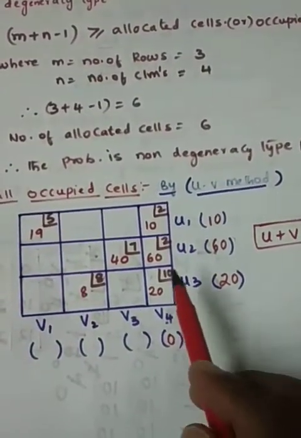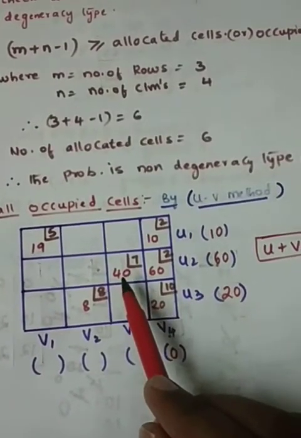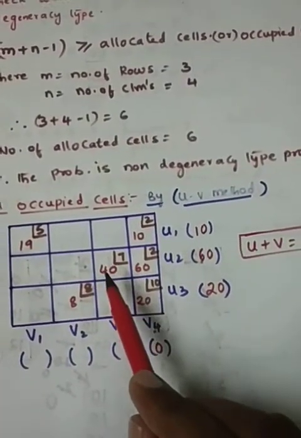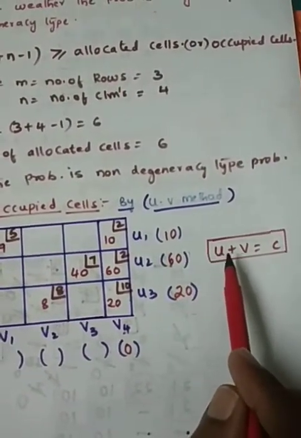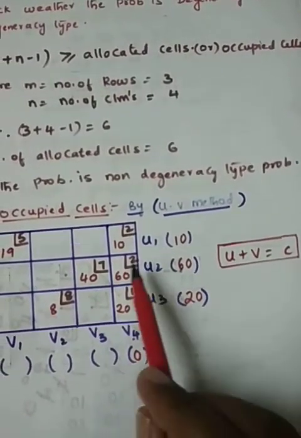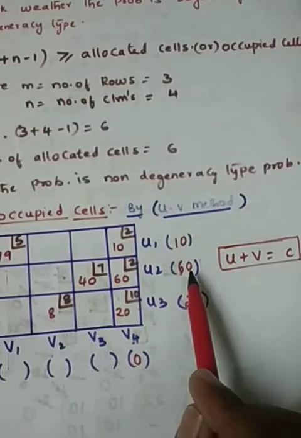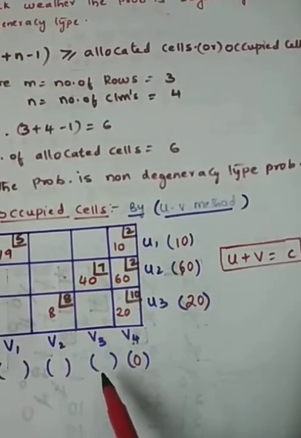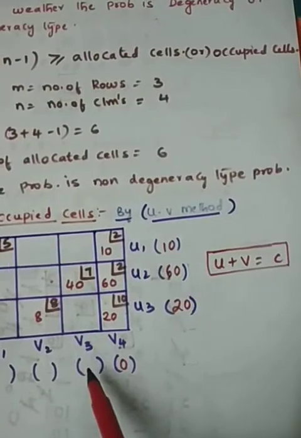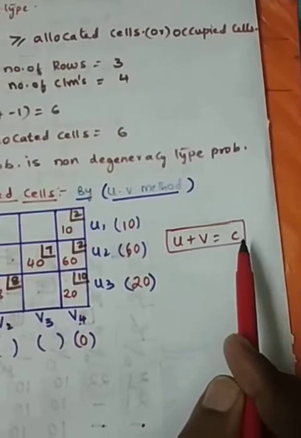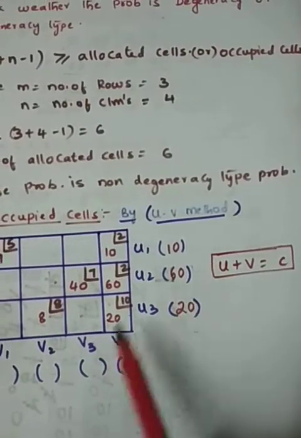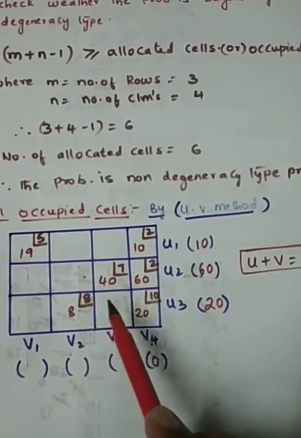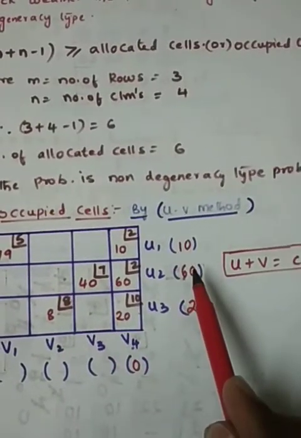In order to get these values, we go for another allocated cell here. Here the cost value is 40. Corresponding to this row, the U value is 60. So 60 plus something, we don't know the V value. Corresponding to this column, there is no value. According to the formula, U plus V should become C. You know the U value, but you don't know the V value. Either by adding or subtracting, you should get the cost value, that is 40.